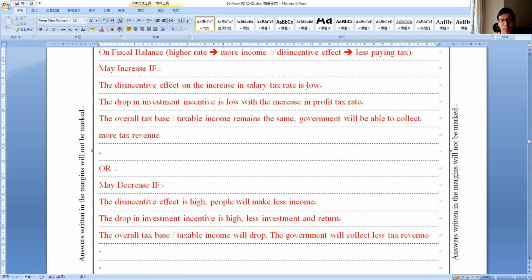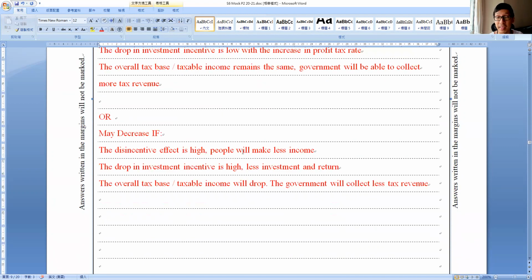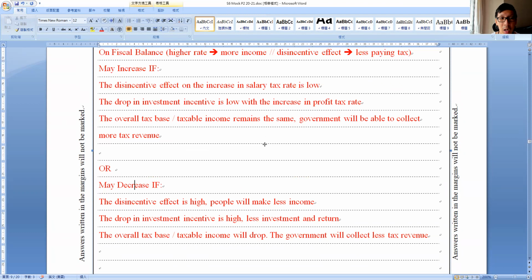If the disincentive effect is low and the drop in investment is low, the overall tax base remains the same, with a higher tax rate. You need to compare the effects of the higher tax rate versus the disincentive effect, which narrows the tax base. See which one is stronger: whether the higher rate brings in more money, or the disincentive effect leads to fewer people paying tax. Or you can say it decreases if the disincentive effect is high, the tax base becomes narrower, and the tax rate only increases a little bit, etc. Both are fine. And that would conclude our section A.